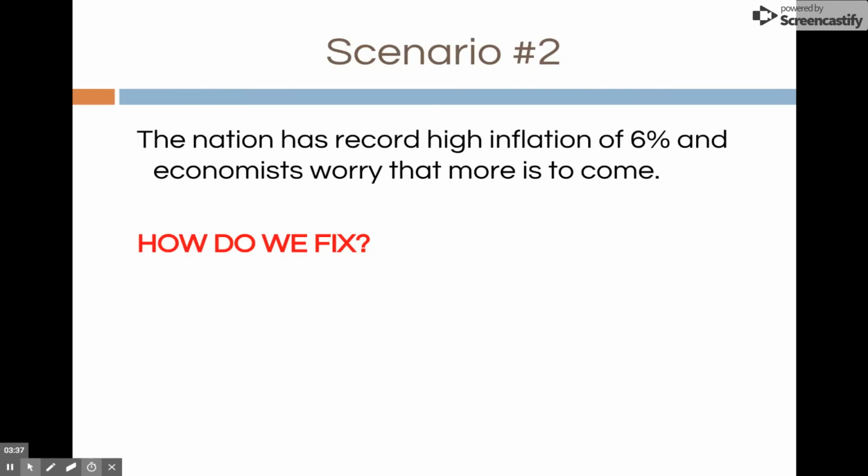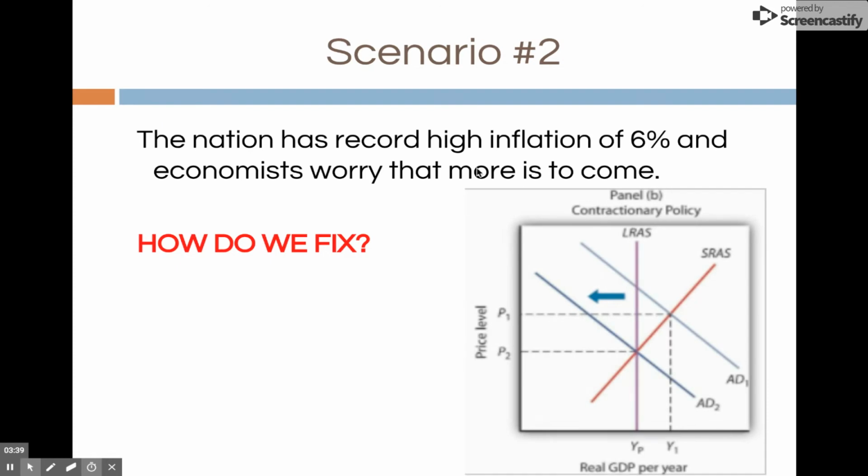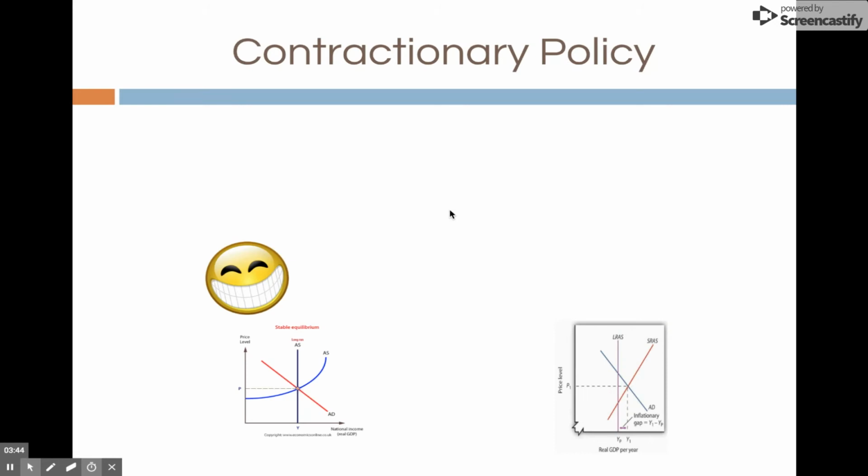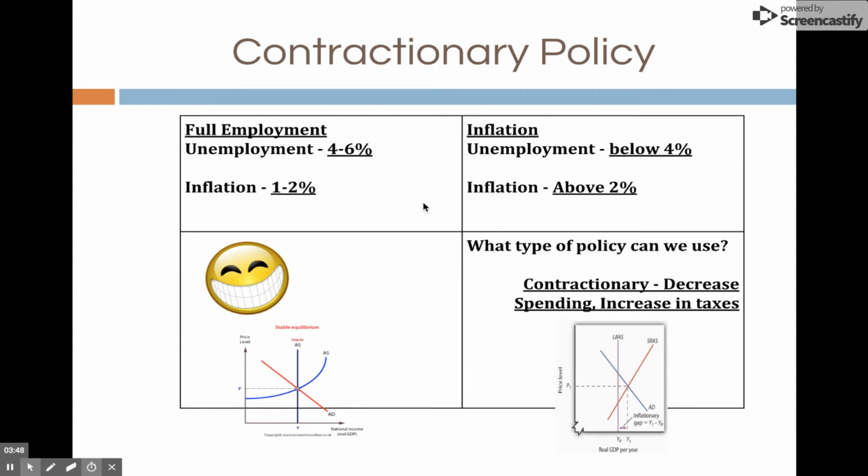So in scenario 2, we're given an example that the nation has record high inflation of 6%. Are we going too fast or too slow? Well, we're going too fast. So we need a contractionary. We need to press the brakes and slow this economy down. How would we know we're going too fast? Unemployment is below 4%. So we're overemployed, or inflation's above 2%. So we need what's called a contractionary fiscal policy. A contractionary fiscal policy to slow the economy down would combine decreasing spending, government spending, and increasing taxes.